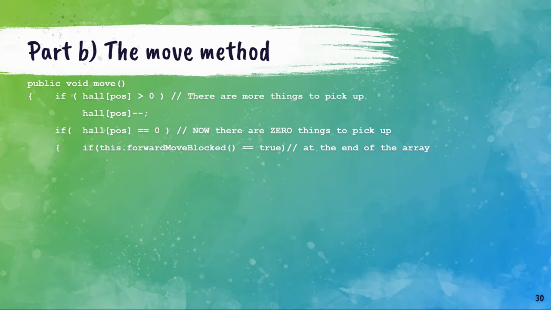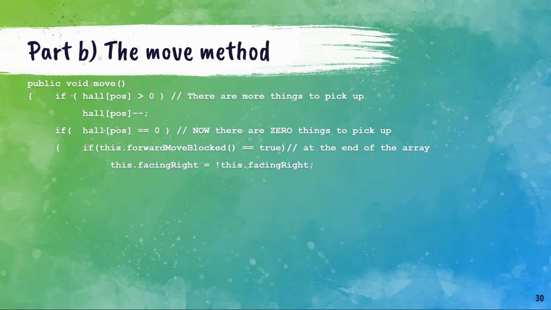So, all right, very fine. Move forward blocked. If that is true, that means that I don't know if I'm at the left or the right, but I've got to change directions. So I'm at the end of the array, again, either at position 0 or at length minus 1, one or the other. So this is a way of doing it. You could do a whole other test to say, hey, is facing right true? And if it's true, then set it to false, else set it to true.